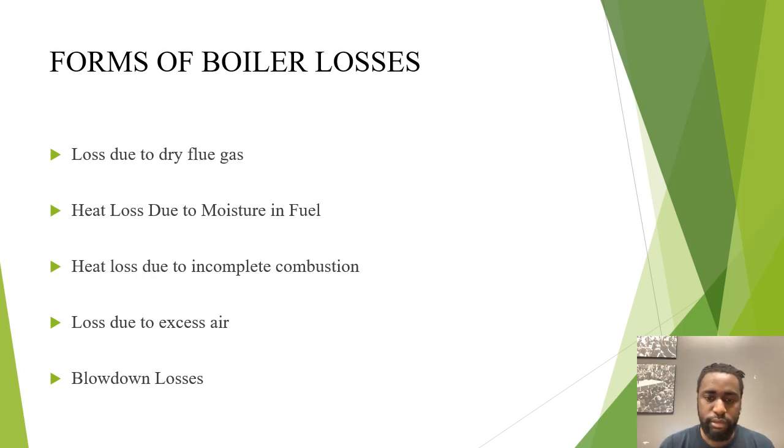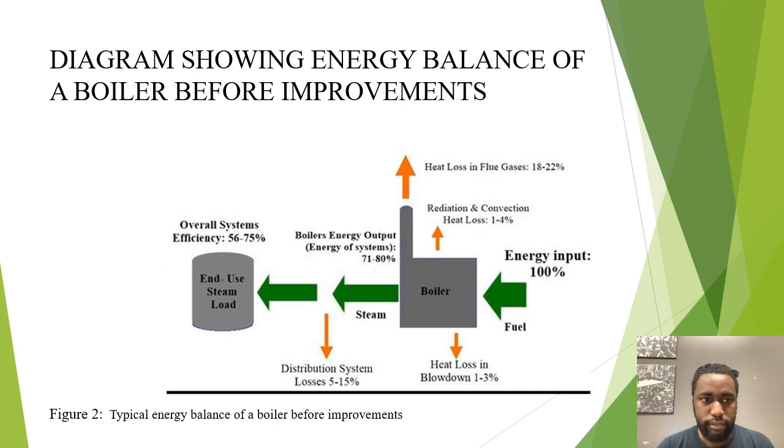Forms of boiler losses. The most common form of boiler losses are losses due to dry flue gas. Secondly, other forms of loss are the heat loss due to moisture in fuel, heat loss due to incomplete combustion, loss due to excess air, and blowdown losses.